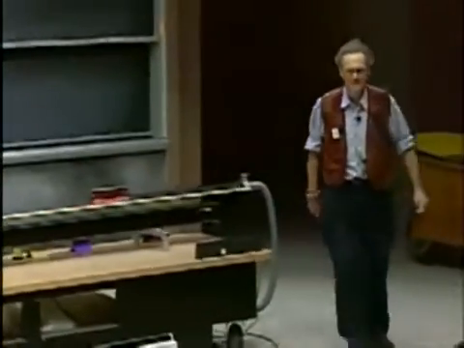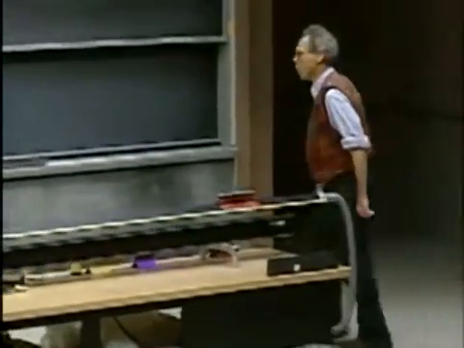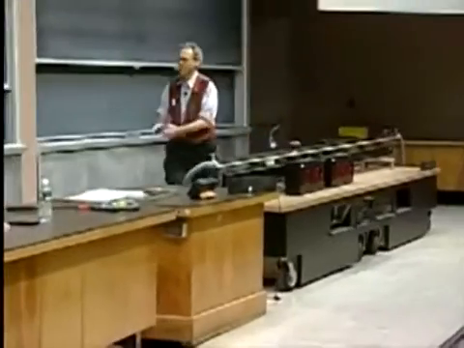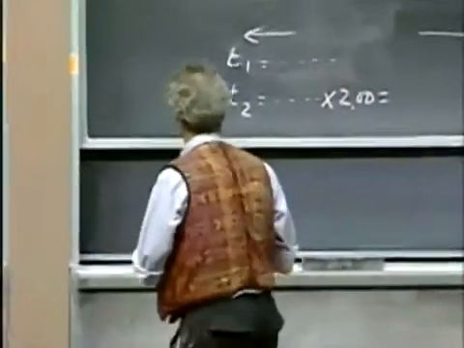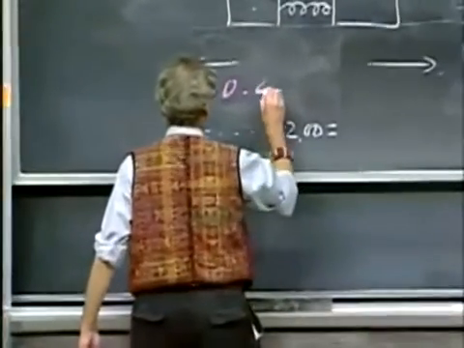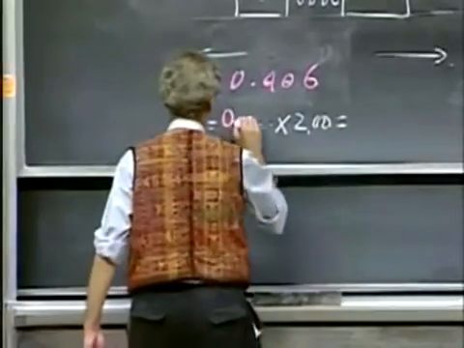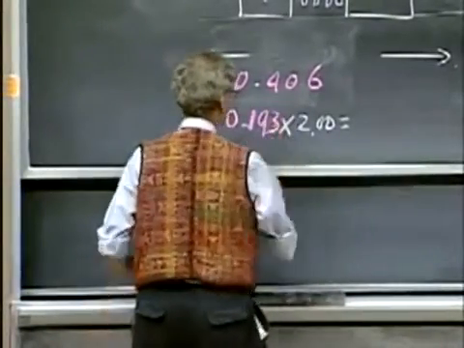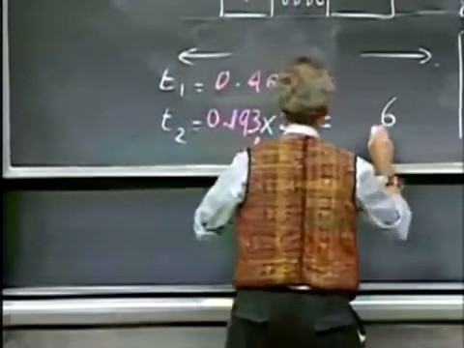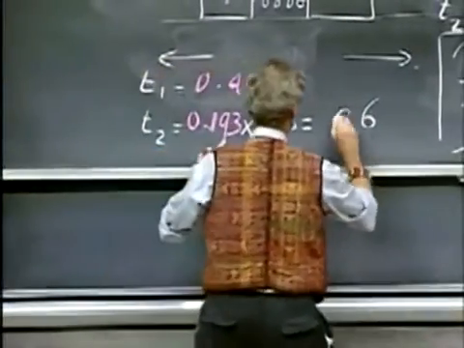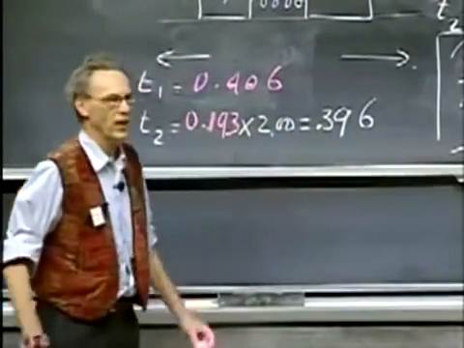What do you see? 406, 193. Whew! On the button! 406 and 193. 0.406, is that what you see? Yeah? And 0.193. Now I don't even need my calculator to multiply this by 2. I can even do that by heart. 9, 3. 0.396, 0.406.